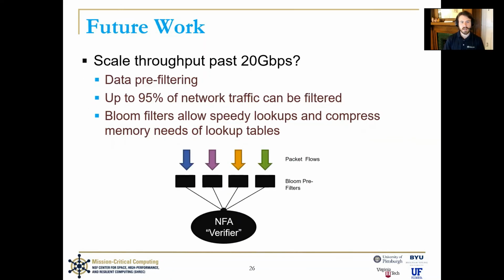For future work, how do we scale past 20 gigabits per second as network traffic is increasing all the time? We can do this through data pre-filtering. We know that most traffic is not malicious, and if we can accurately and quickly filter out many of these non-nefarious packets, we can provide regex searching only on those most suspicious packets. If only 5% of the packets are suspicious, we can then only slow down the pipeline for those 5% of the packets that need full verification by the NFA.